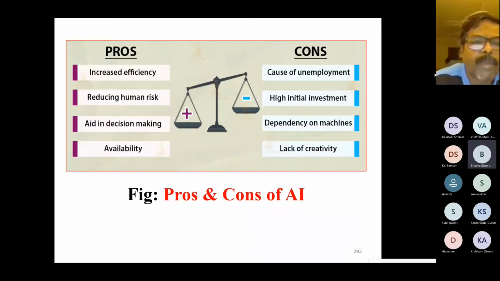Next, what are the drawbacks of artificial intelligence? So, increased efficiency, reducing human risk, aid in decision making, and availability. These are the pros. And what are the cons, the disadvantages? Cause of unemployment, high initial investment, dependency on machines, lack of creativity.